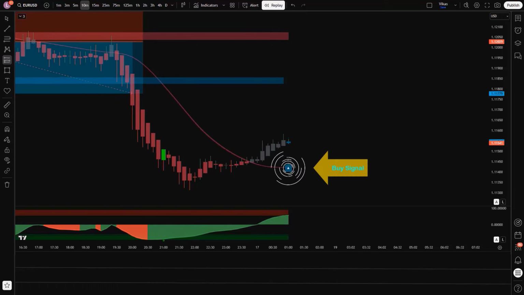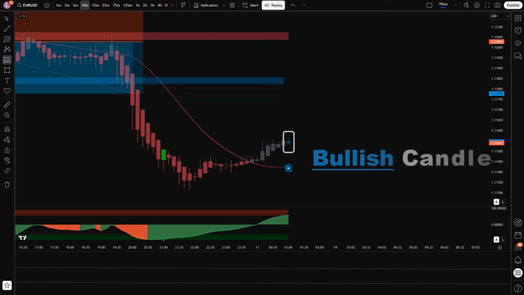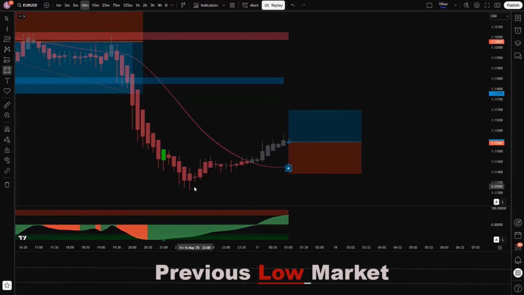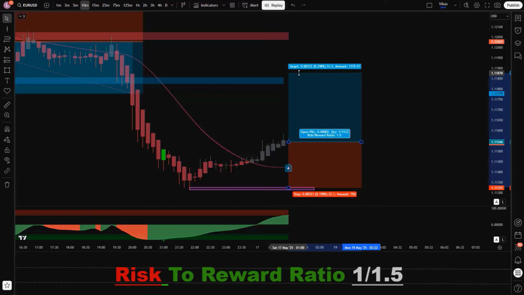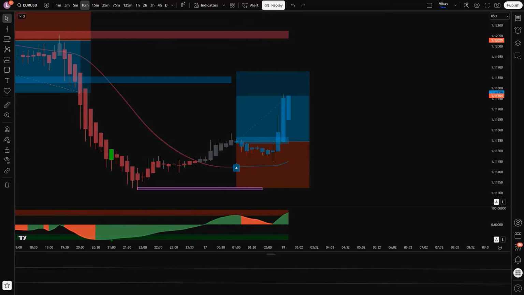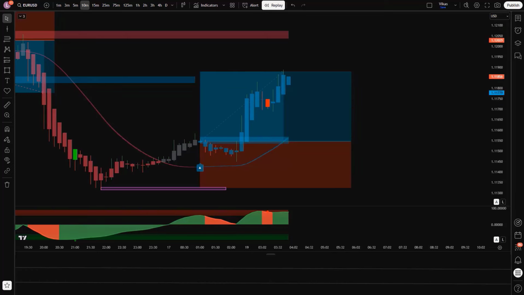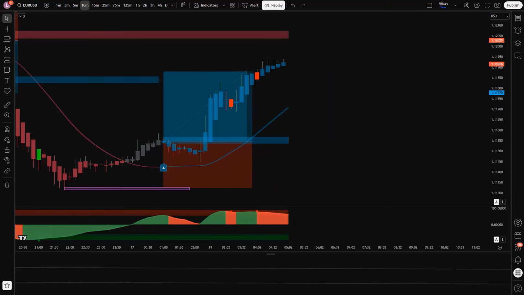When the HEMA Trend Levels indicator gives us a buy signal, when the Wave Trend Oscillator indicator shows a green area, and when the market forms a bullish candle, if this condition is fulfilled, then we will place a buy order. Our stop loss is to be placed at the previous low of the market, and the risk to reward ratio will be 1:1.5. The market has completely hit the target. I hope you have understood this trading strategy.